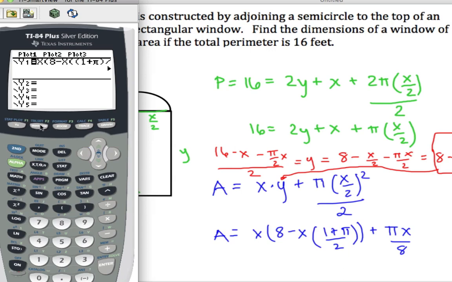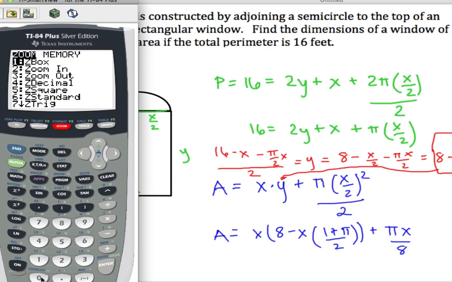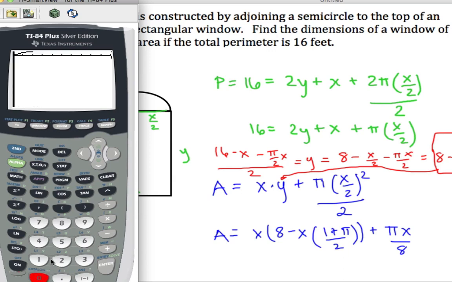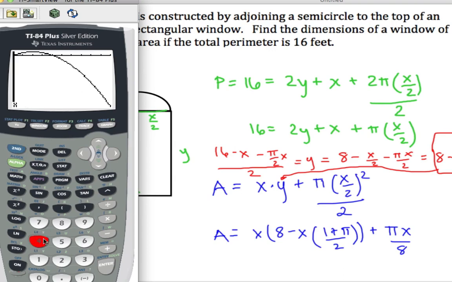Yeah, okay. So window, let's go 0 to 10, and then we'll go zoom fit. All right, we want maximum area, which looks like it's right there. So we'll go second calc maximum, which is number 4. Oh boy, stuck me way over here. Okay, enter. Enter.